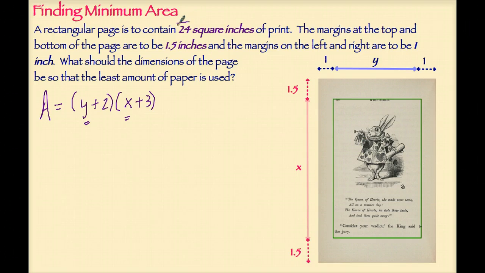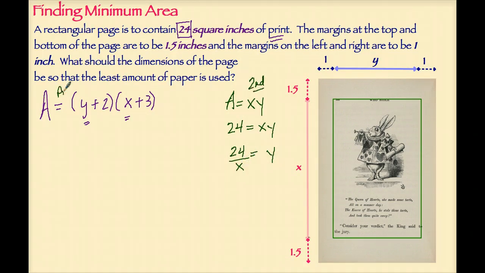Notice that in the first sentence of the problem, I'm told that the area of the print is 24. So I can use the area of that section, the area of the print, which is xy, just this section times this section. I can set that equal to 24, and that will allow me to solve for one of the variables in terms of the other. It doesn't really matter which one I solve for. I'll say that y then is equal to 24 over x. So this was my secondary equation. Here is my primary equation.